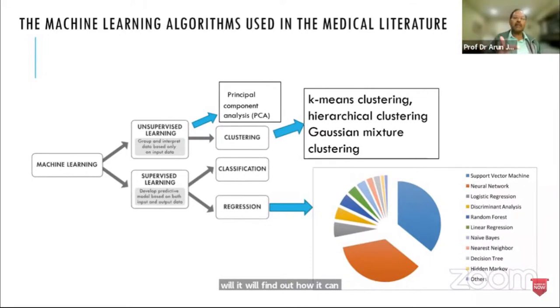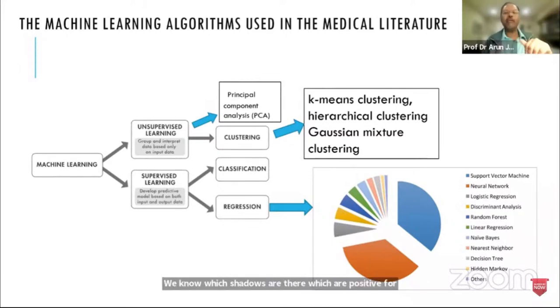In unsupervised machine learning, all the X-rays of patients, positive or not, would be given. Then all those images would be classified, and they go into what is called clustering to find out which image, which opacity, is positive in correlation with COVID. So as a net result, in supervised learning we know which shadows are positive for COVID, whereas in unsupervised learning the machine itself will find out which shadows are positive.